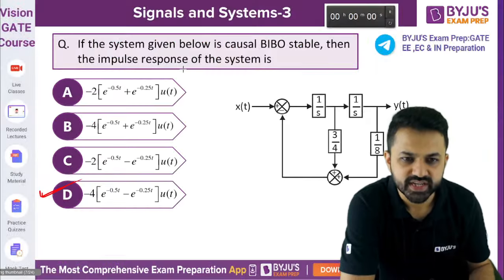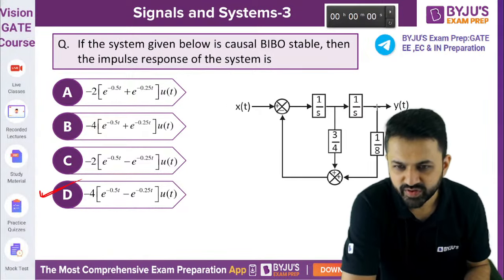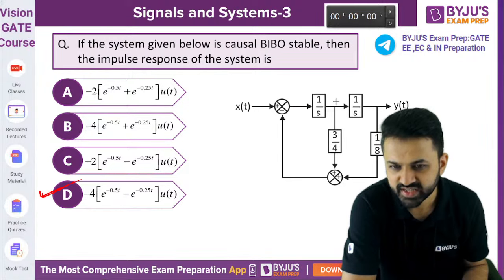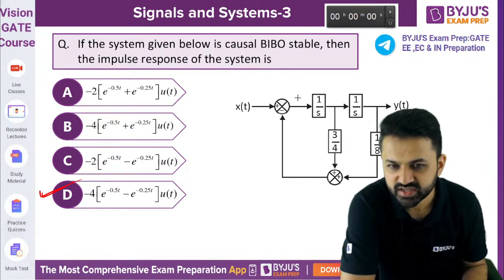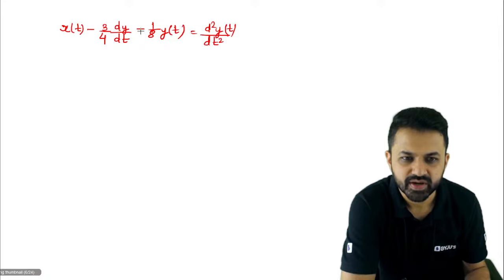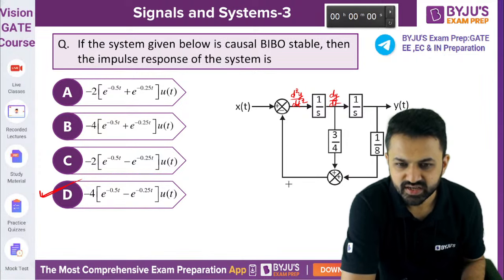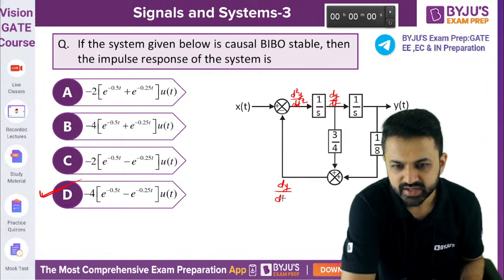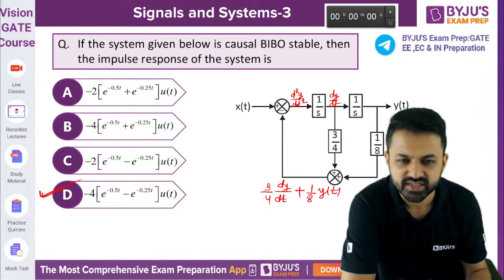So x of t, when you go this side, this is integration. Here you will get the differentiation, and here you will get the double differentiation. So this is your d2y upon dt square, this is dy by dt, and then this is y of t. The 3 by 4 dy by dt and 1 by 8 y of t you are subtracting because these two are going to the minus side. Now x of t minus this equals d2y upon dt square, right?